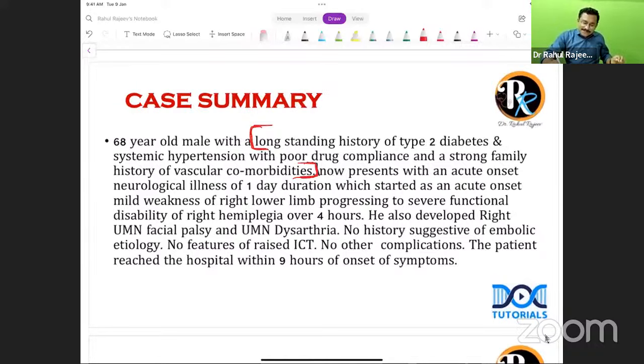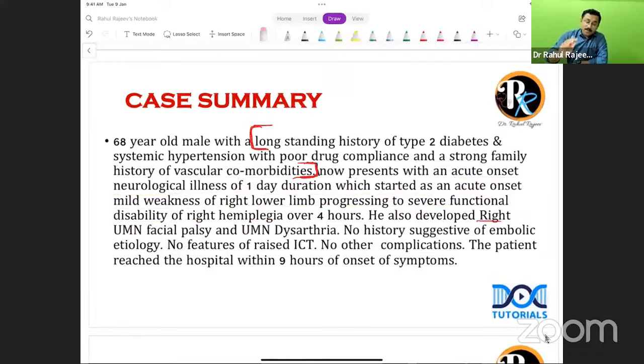Okay. So now presents with an acute onset. Each word is important. Acute onset neurological illness of 1 day duration, which started as an acute onset mild weakness of the right lower limb, progressing to a severe functional disability of right hemiplegia over 4 hours. So something which started as a mild deficit, over 4 hours, has evolved into a right hemiplegia. He also developed a right UMN facial palsy and a UMN dysarthria.